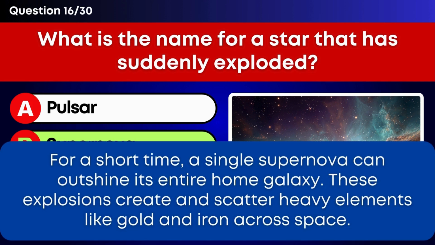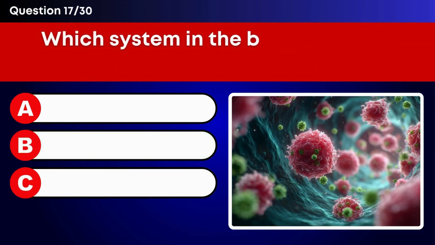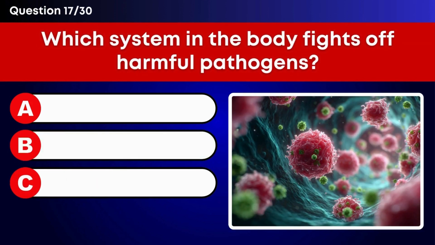Supernova. For a short time, a supernova can outshine its entire home galaxy. These explosions create and scatter heavy elements like gold and iron across space. Which system in the body fights off harmful pathogens?